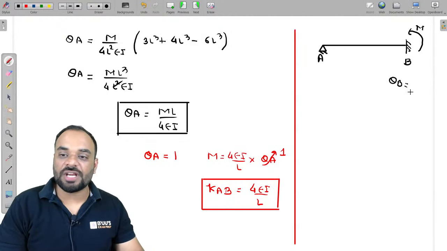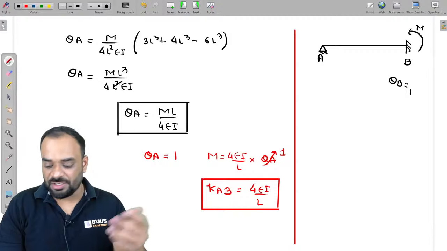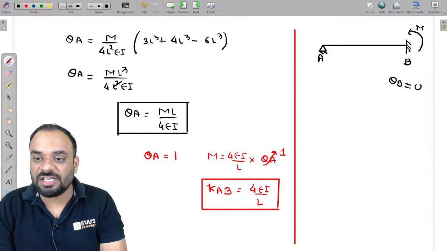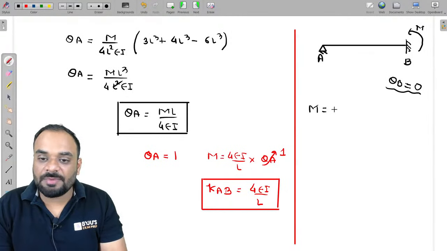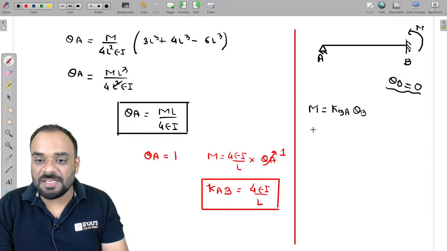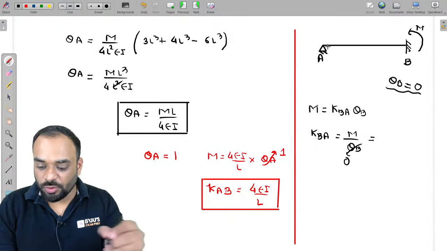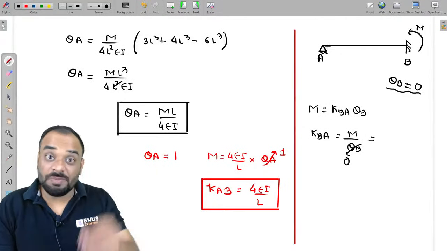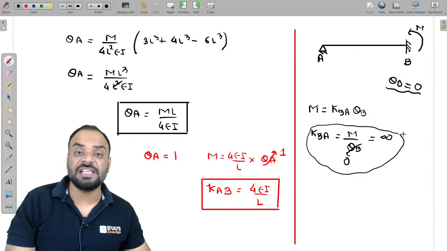Is it possible to rotate this joint? No. Why? Because this is a fixed one or this is a rigid joint, right? We are not able to rotate it. So that's why theta B is equal to 0. If theta B is equal to 0, can I write here M is equal to kBA multiplied by theta B? But theta B is 0. Then tell me what is the stiffness from B to A? From B to A, it should be infinity. It is not equal to 0. It is basically infinity value.